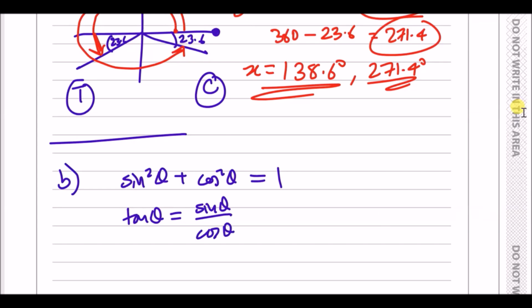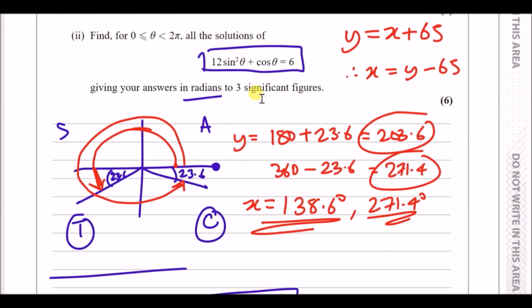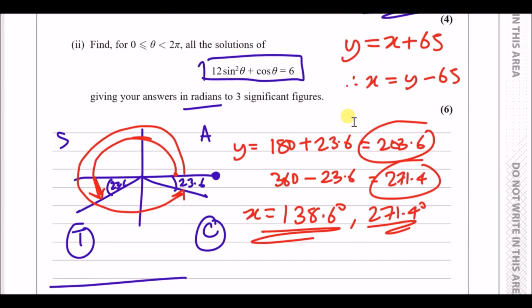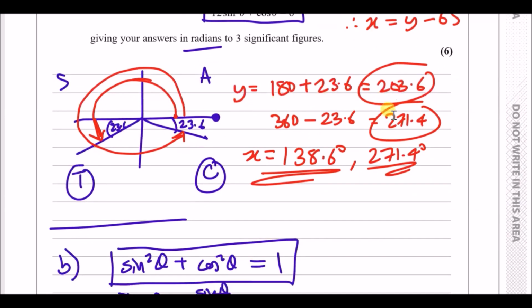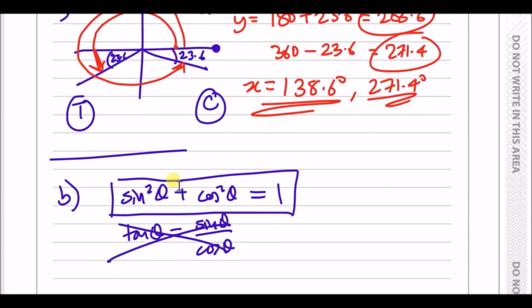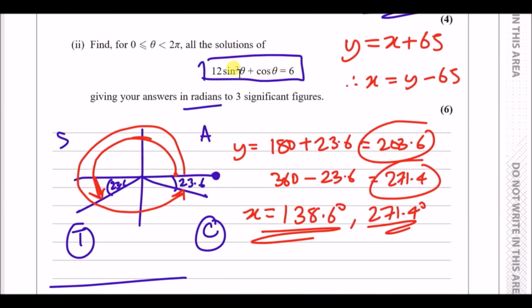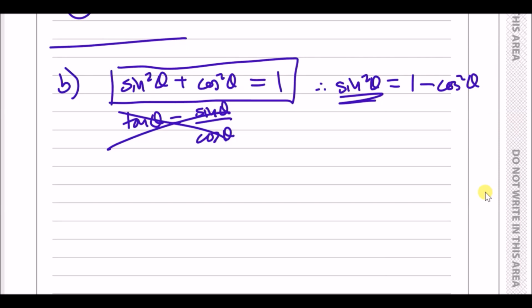Looking back at what we have, we ain't got no tan, so we're not going to use this one for sure. The first identity is good, because we can rewrite the sine squared expression in terms of cos squared, and then we have an equation in terms of cos. So let's try it out, yeah? Let's make sine squared the subject. Subtracting cos squared across, we have 1 minus cos squared theta equals sine squared theta. Replacing sine squared with 1 minus cos squared, our new equation is going to look like this.